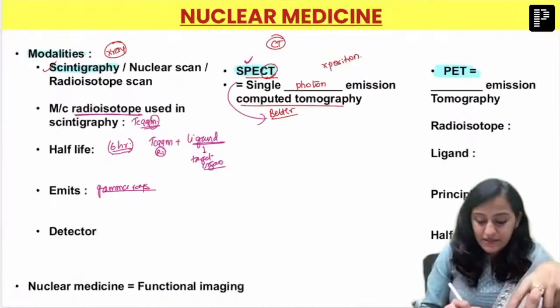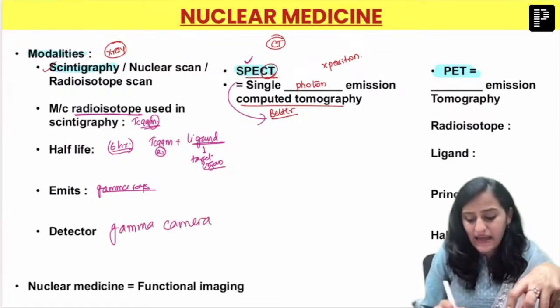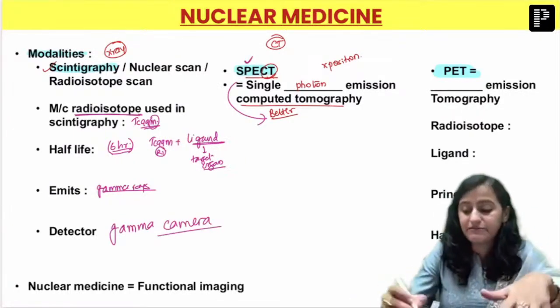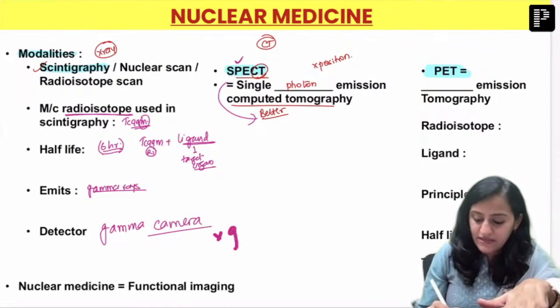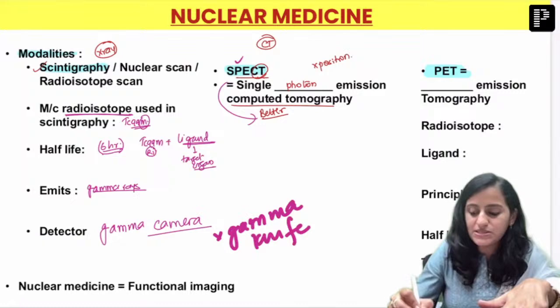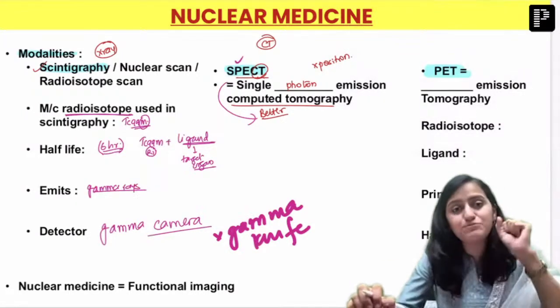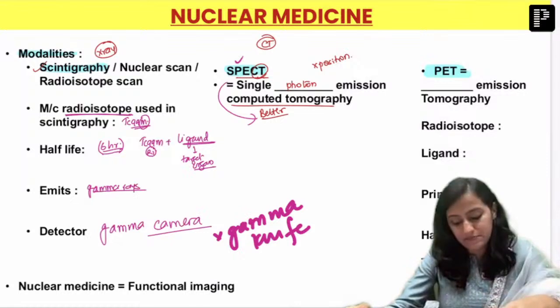What is the detector used here? The detector used here is a gamma camera. Remember, it's not gamma knife. Another commonly made mistake. Remember, this is not gamma knife. It is gamma camera, which is the detector used here. The gamma camera will capture the photons of the radiation being emitted by the patient.